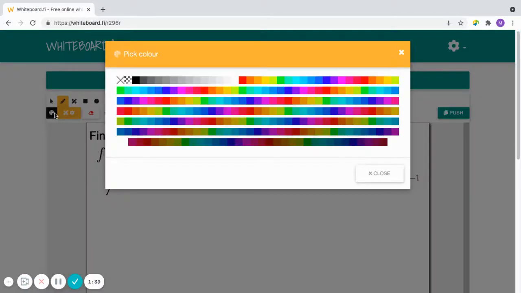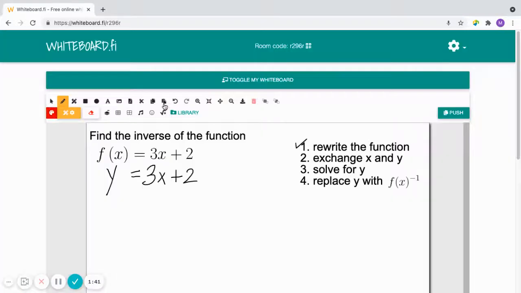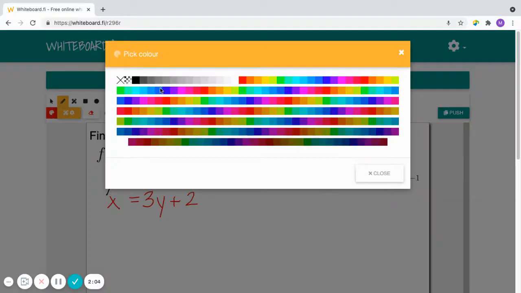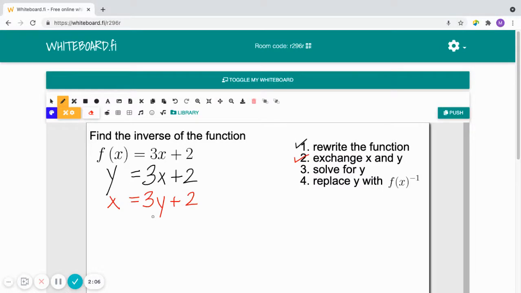Step 2, we are going to exchange x and y. So where y is, I'm going to put an x. And where x is, I'm going to put y. Very simple. So I've done step 2. And then step 3 is where we're going to solve for y. So we need to get y by itself.